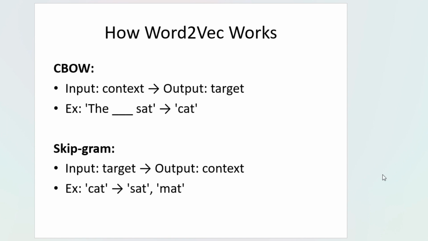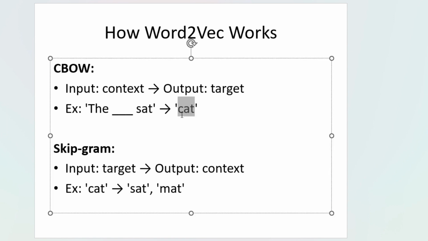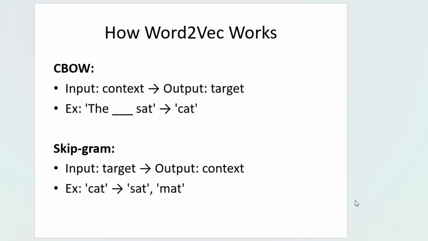So these are the similar vector representations. So sat and mat have the same vector representation as cat. That's why it predicted that context word. When we give the context word like cat, sat and mat have the same, though not exactly the same, similar representation. That's why it predicted sat and mat for the target word cat.